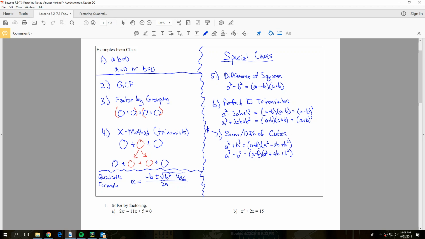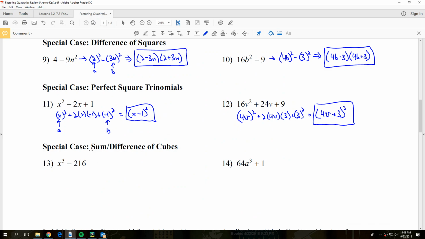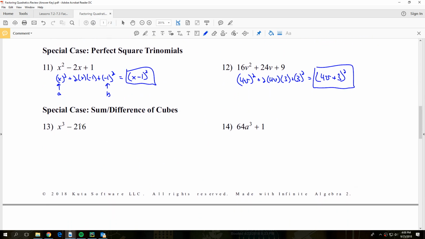Okay, so it's the sum or difference of cubes, and again, there's just no way around it. You're just going to have to remember that one. Once you know it, it's easy in practice. So let's do number 13 real quick.